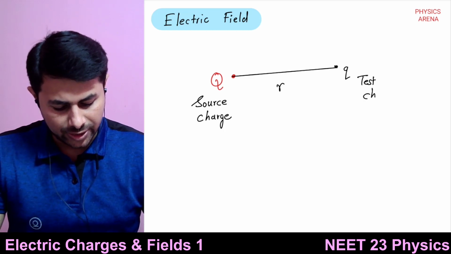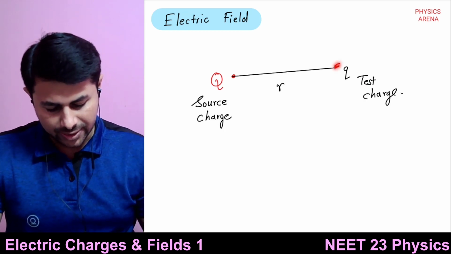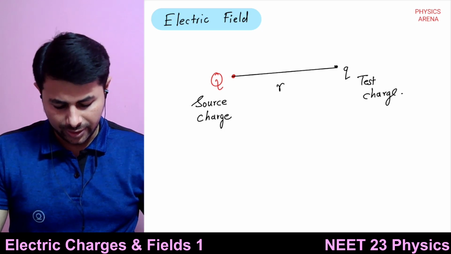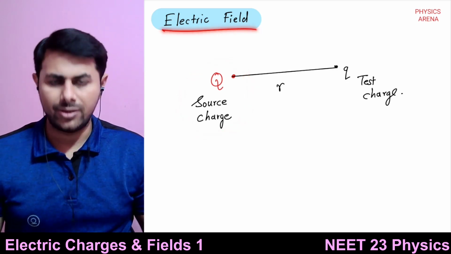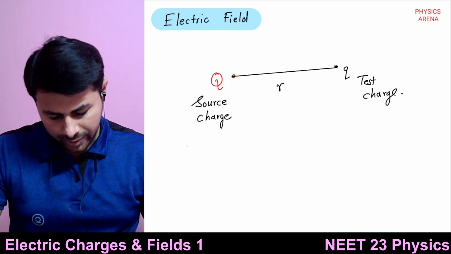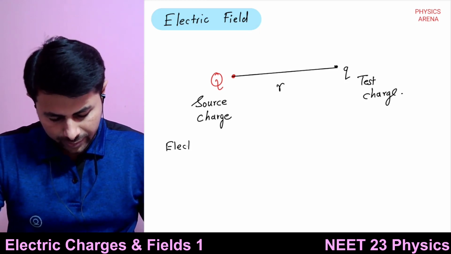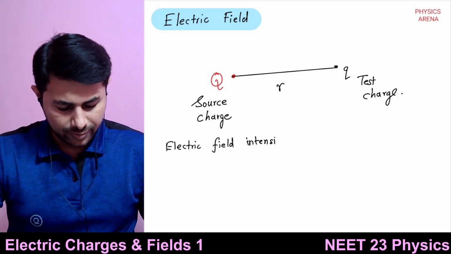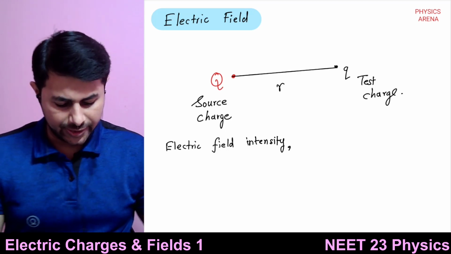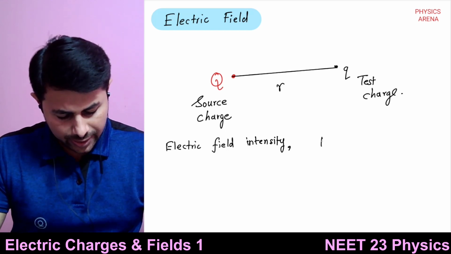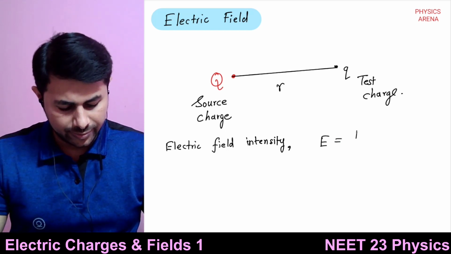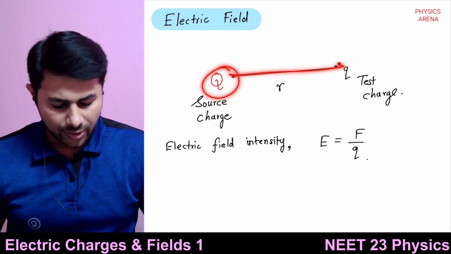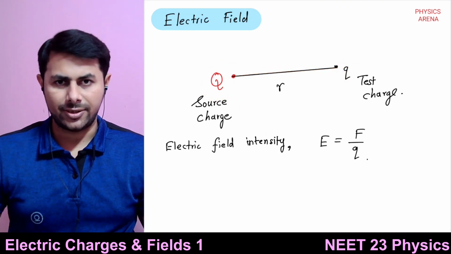This is a test charge which is very small, and we keep it at some location and we measure the force between these two charges. So the effect of this charge, which is known as the electric field of this charge, is also known as electric field intensity. How strong is the electric field of this charge? It is given by the force acting on the test charge, the force exerted by this charge on the test charge, divided by the test charge.